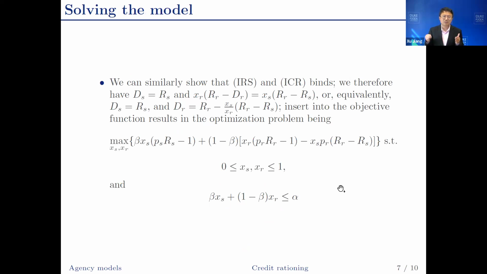As in the previous lesson, we can similarly show that the IR constraint for the safe type and the IC constraint for the risky type bind, because you're concerned about the risky type mimicking the safe type. So the risky type can pay less. And then you're concerned about the IR constraint for the safe type, because the safe type is not as keen as the risky type in borrowing from the bank. Those two binding constraints give you those two equations as listed on the slides. And so we can insert those constraints into the objective function, and the objective function becomes something like what has been described on the slides.